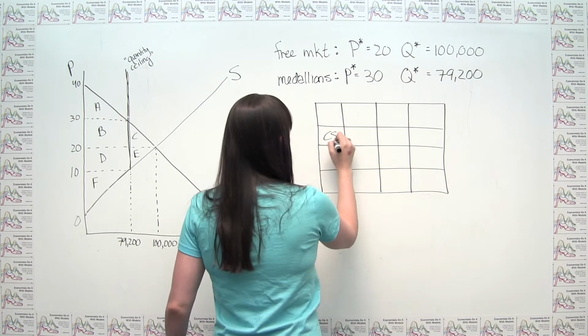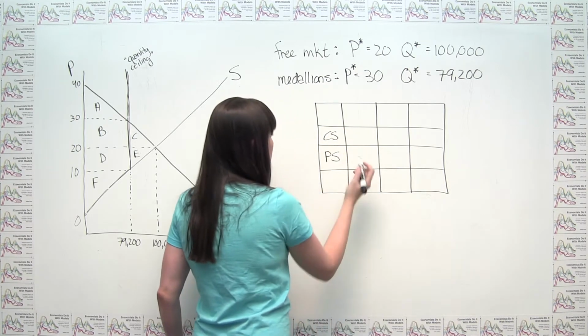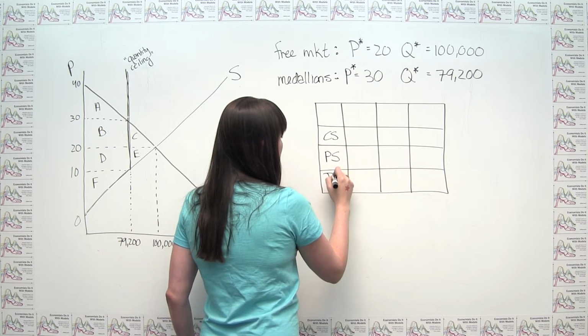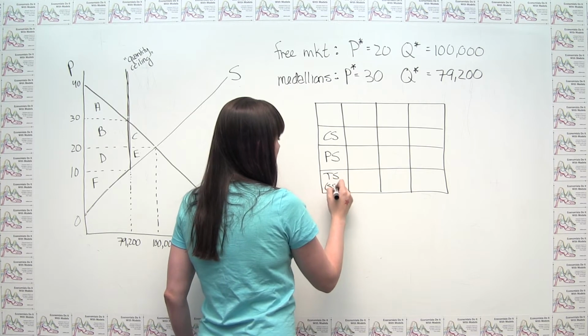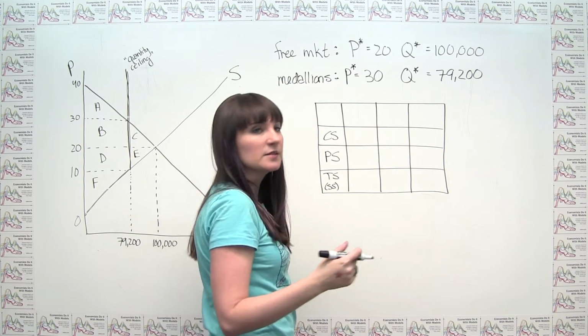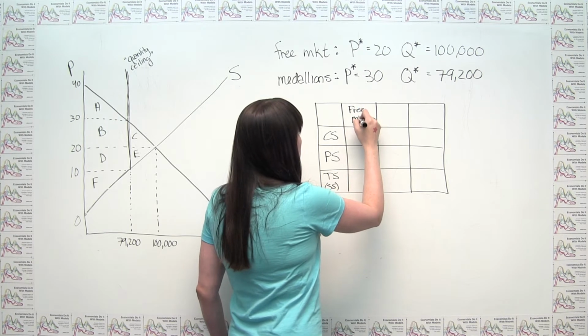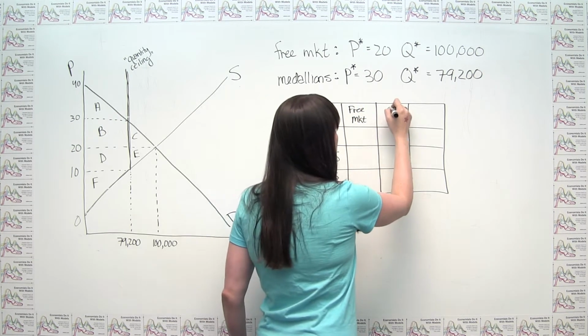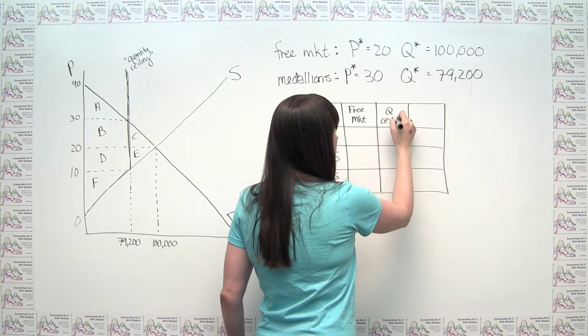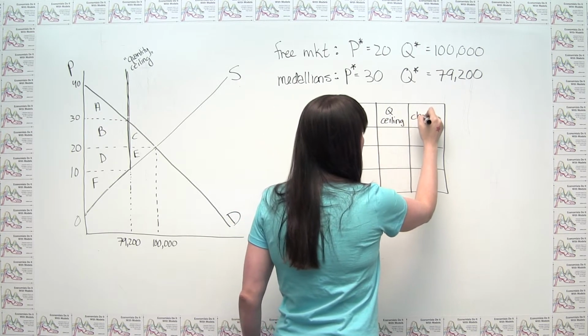We could say CS for consumer surplus, PS for producer surplus, and then TS for total surplus. Sometimes we call this social surplus, SS. And we could say, well, free market, quantity ceiling, and change.